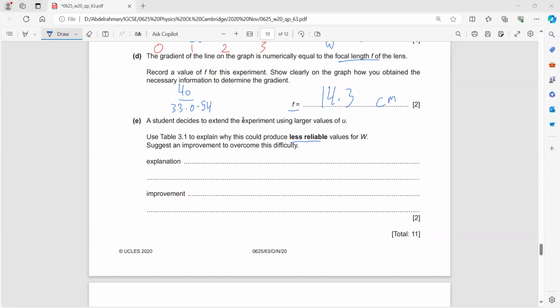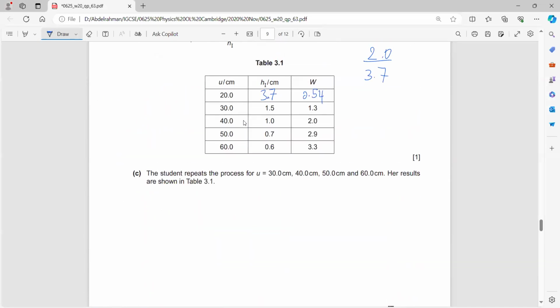But if I use larger values, just think about it. If you use larger values for the distance between the illuminated object and the lens, what will happen eventually? It might get virtual. No, no, it won't be virtual. Nice thinking, and I like your thinking, but it will not become virtual. What happens to the image?